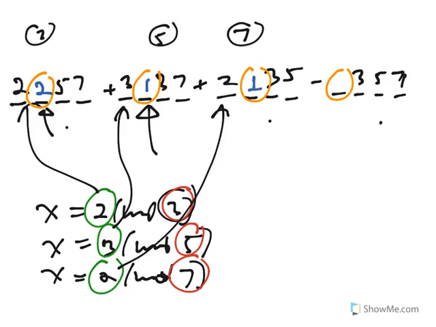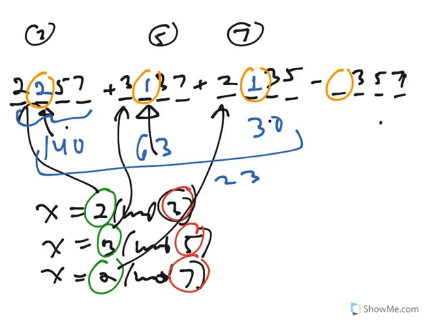Now at this point, I can actually work out what these numbers are individually. This is 140. This is 63. This is 30. And they add up to 233. A couple of things I want to say now. 140, if you divide 140 by 3, you will get remainder 2. If you divide 63 by 5, you'll get remainder 3. And if you divide 30 by 7, you'll get remainder 2.